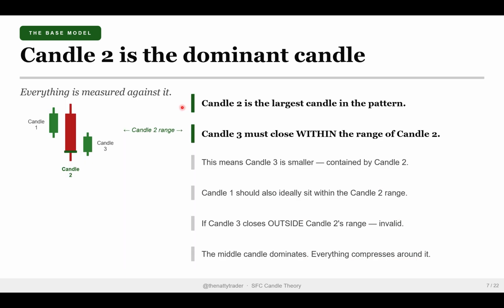Second candle is the largest candle in the pattern. Candle 3 must close within the range of candle 2. This means candle 3 is smaller, contained by candle 2. Candle 1 should also ideally sit within the candle 2 range. If candle 3 closes outside candle 2's range, it's invalid. And as I mentioned, when I say invalid, I don't mean invalid in the sense of a concept, but as a beginner, you are not going to trade that. The middle candle dominates, everything compresses around it.